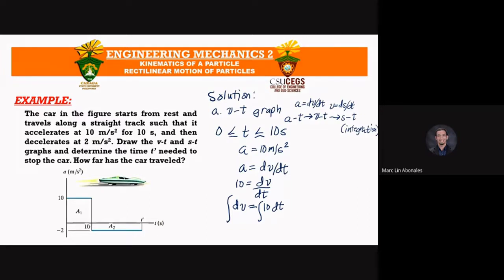Anyone who can tell me what is the reason nga zero ang ato ang lower limit? Because it starts from rest, sir. Okay, because it starts from rest. When you solve, you read the problem carefully, then dito ninyo mabaw-an kung unsa na mga values ang inyong gamiton. So sa lower limit, since zero man siya for the velocity, iyang initial velocity because the car starts from rest. So that would be zero. So zero ang lower limit here.